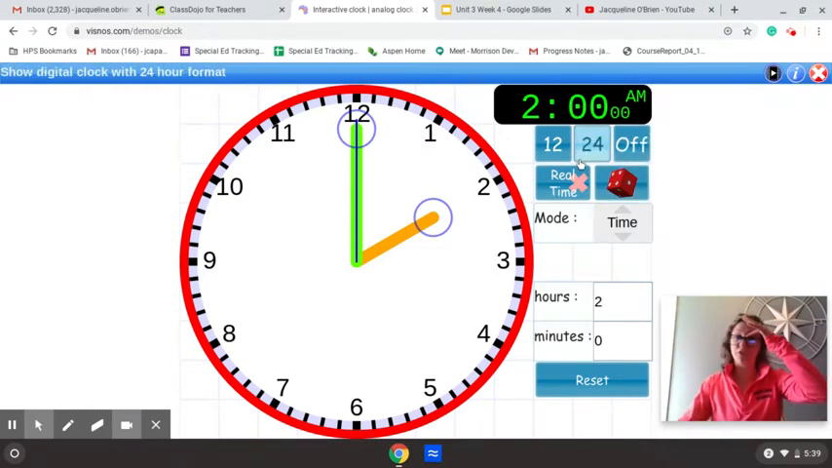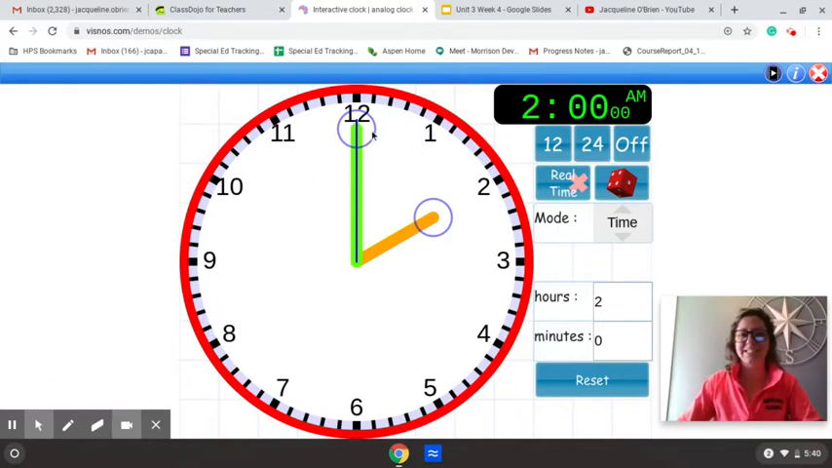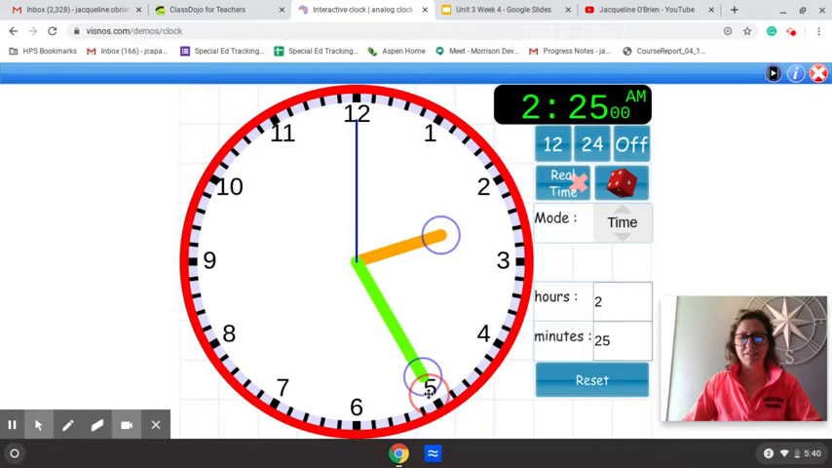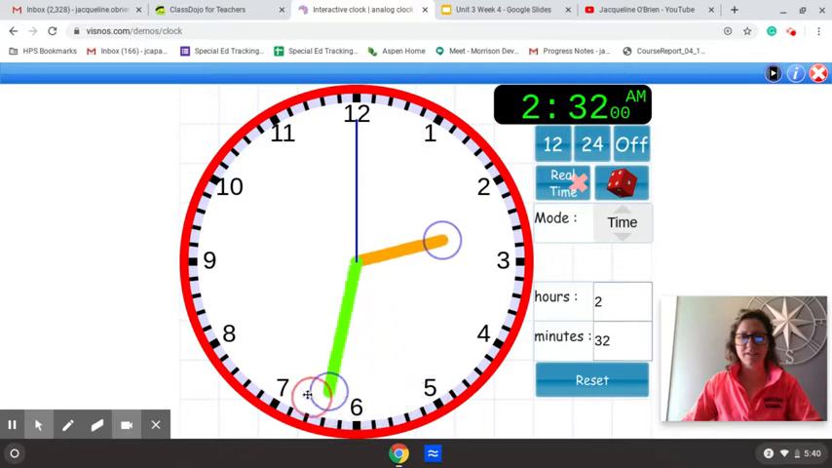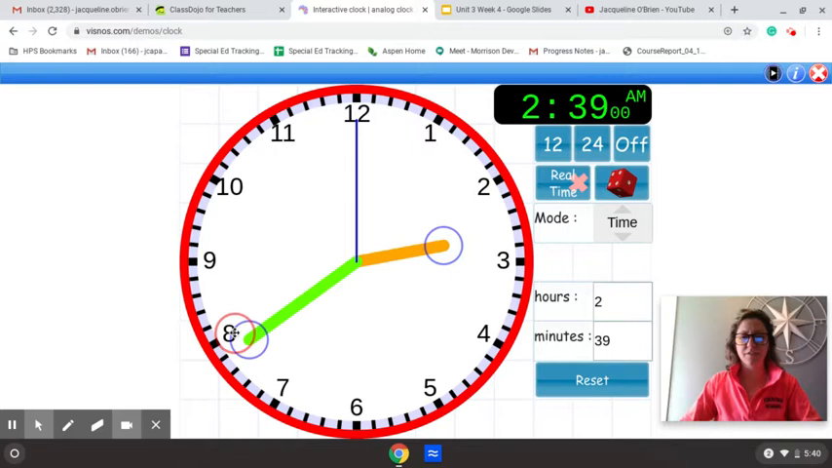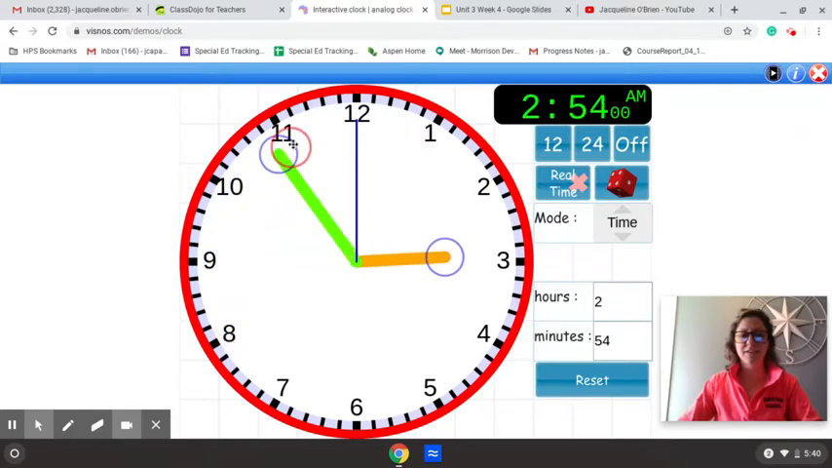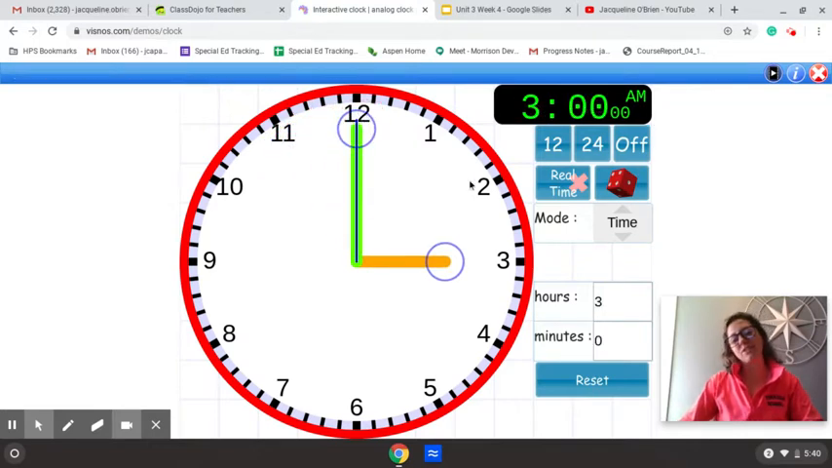We're going to bring ourselves to 3 o'clock by counting by fives around to make 60 minutes. 5, 10, 15, 20, 25, 30, 35, 40, 45, 50, 55, 3 o'clock.